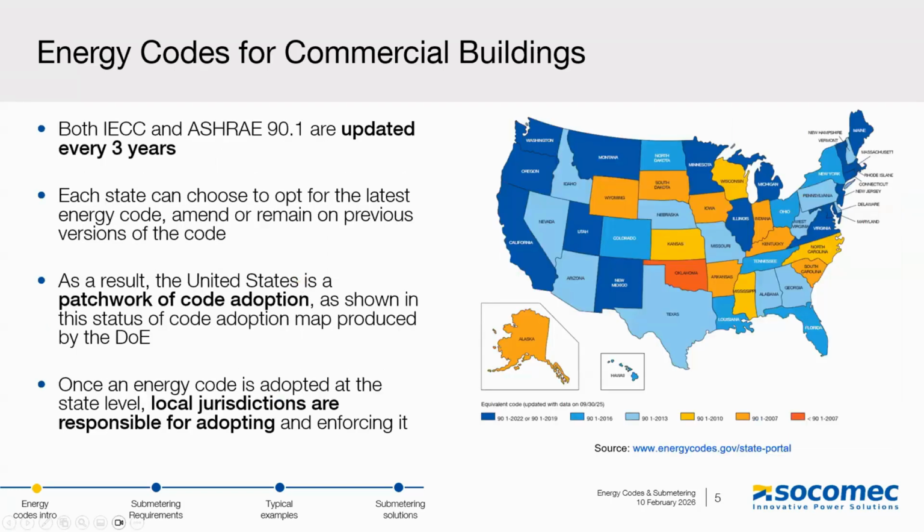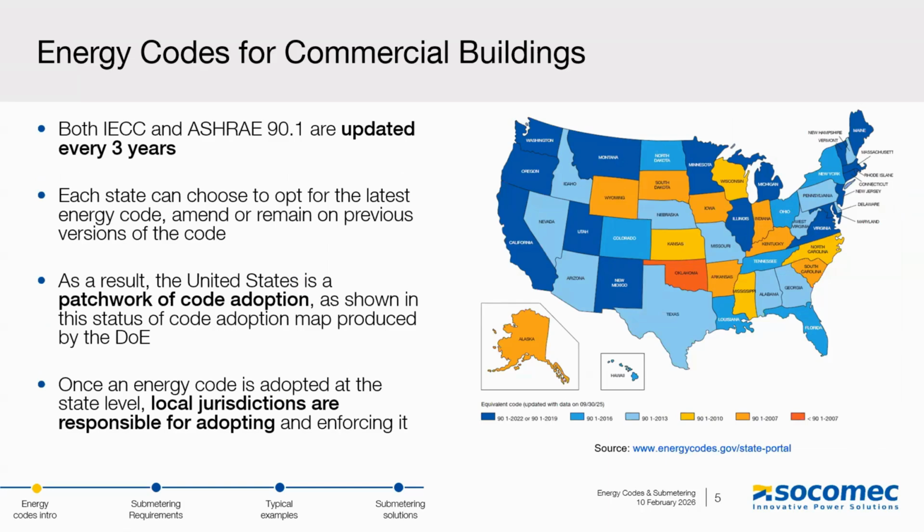Both codes are updated every 3 years, so it's a 3-year cycle. When a new version gets released, each state can choose to opt for the latest energy code revision, or they can choose to amend it or to remain on the previous version of the code.